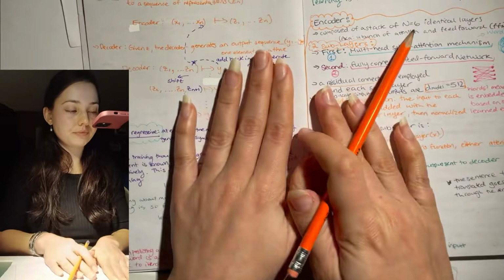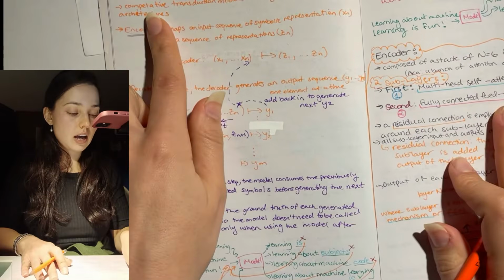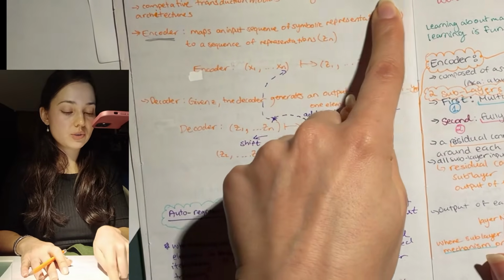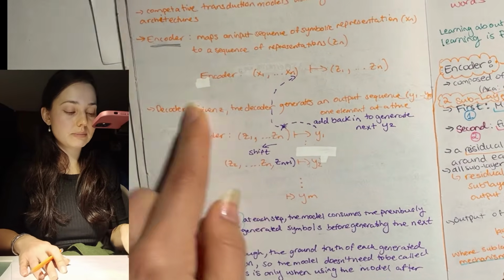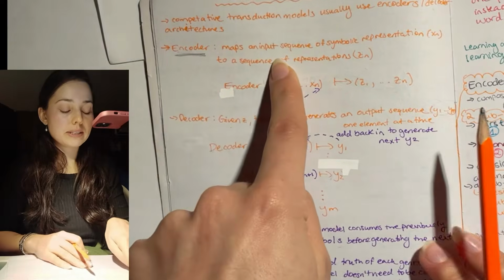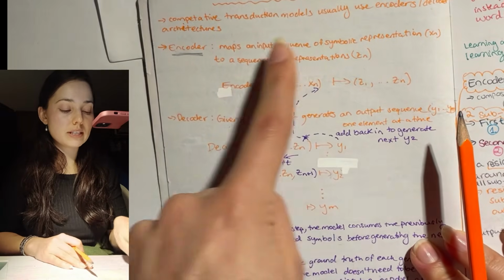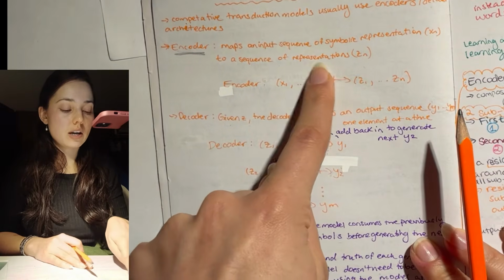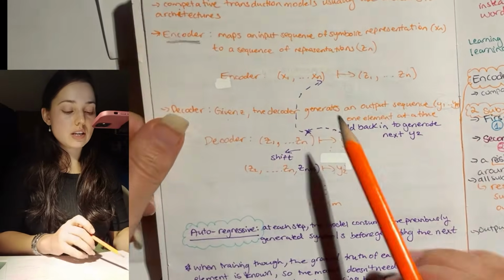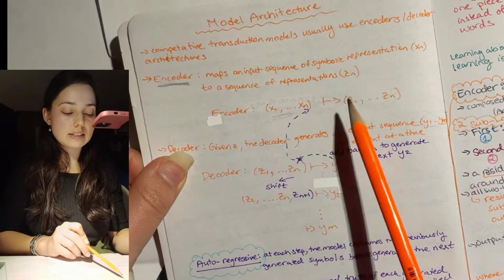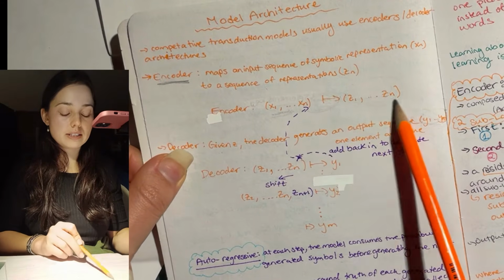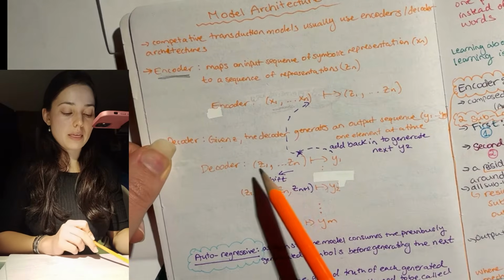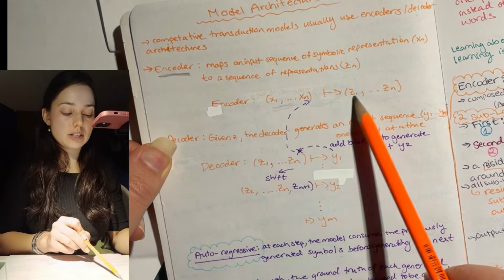Competitive transduction models usually use encoders and decoders. The encoder maps the input sequence of symbol representations to another sequence of representations. So the input is shown as X. The encoder maps it to some embedding space. Then that gets sent to the decoder here.